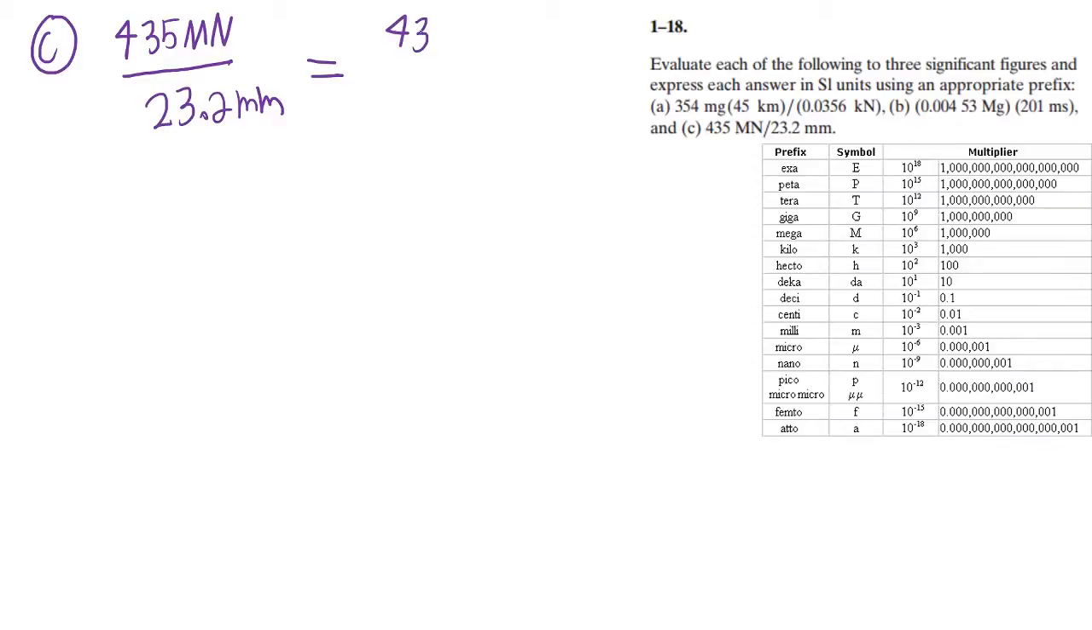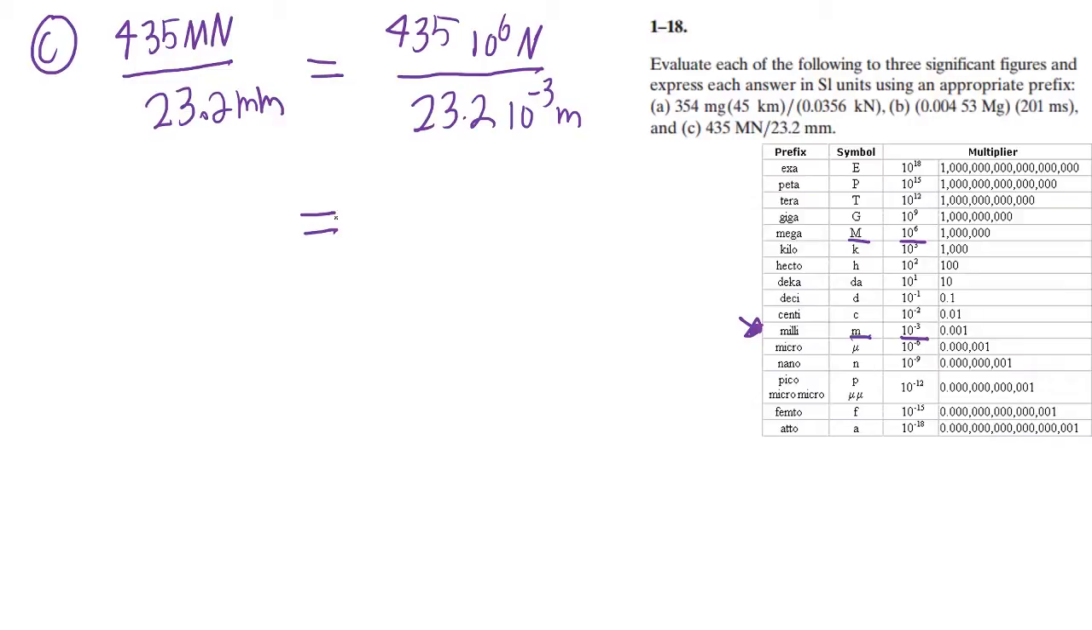So 435, and then we want the mega back into its multiplier, 10 to the 6th newtons. 23.2, we want the milli back, so 10 to the negative third meters. Once again, I'll show you milli. That's what our symbol was. That's what our multiplier is. Then our mega, let me find that. Our mega is going to be that multiplier.